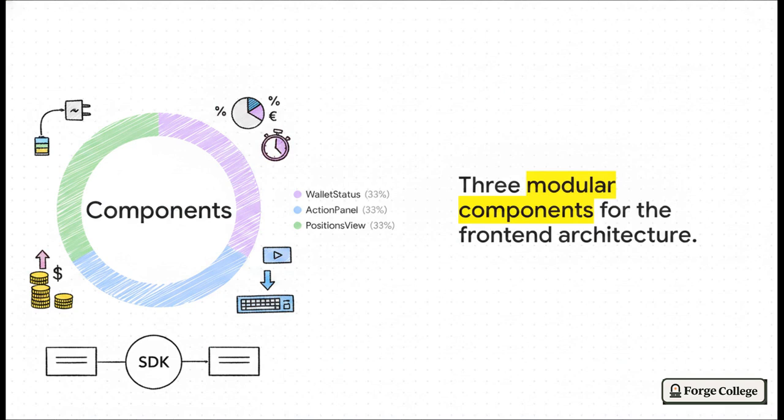First, we have the wallet status, which handles your connection state. Basically, are you plugged in or not? Second is the action panel, where the user inputs their deposit or borrow amounts. And third, the positions view. That fetches your active balances and calculates your current APR. Just 3 clean, modular pieces of UI sitting right on top of our SDK.